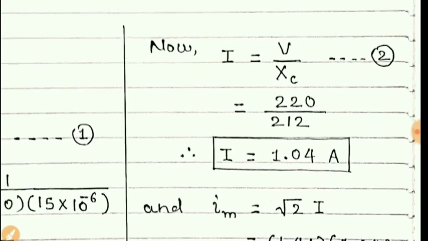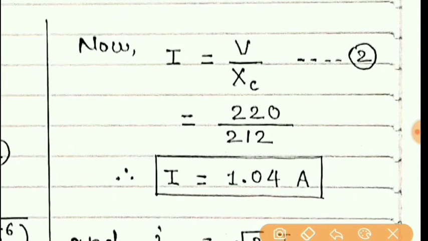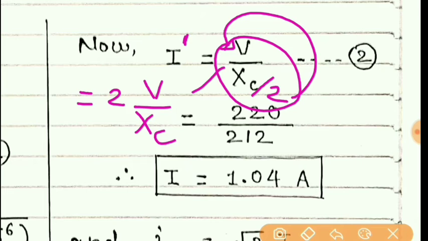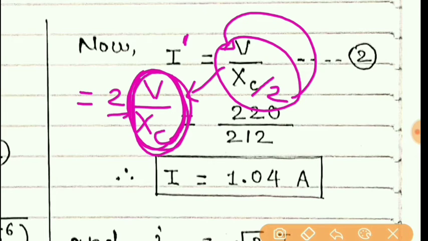Then about current. Earlier current was given by this. Now this capacitive reactance becomes half, so this 2 can be kept here. That means the new value of current is equal to 2 V upon Xc. But what is this? This is nothing but the equation of current which was earlier. So that current is now double.